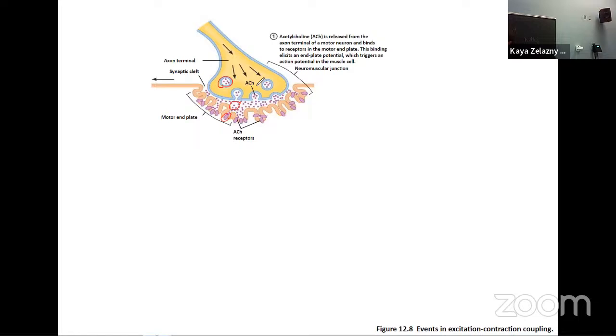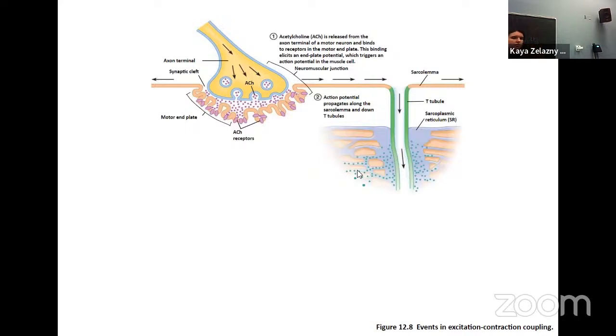When we bind the acetylcholine on the muscle cell side, we create an end plate potential. End plate potential, basically kicking off an action potential in our muscle cell. This is an excitatory connection between our somatic nerve and our muscle fiber. So we are creating an action potential. We're depolarizing this muscle fiber. That's excitation. So these are excitatory.